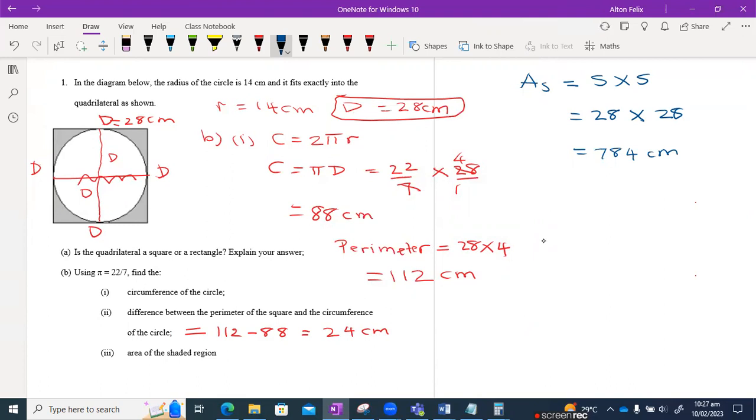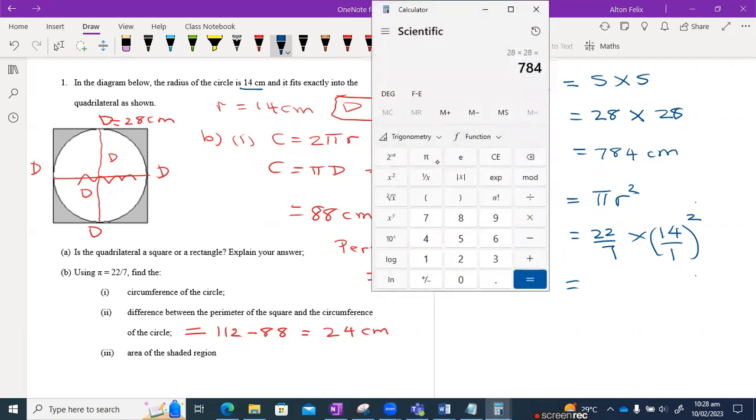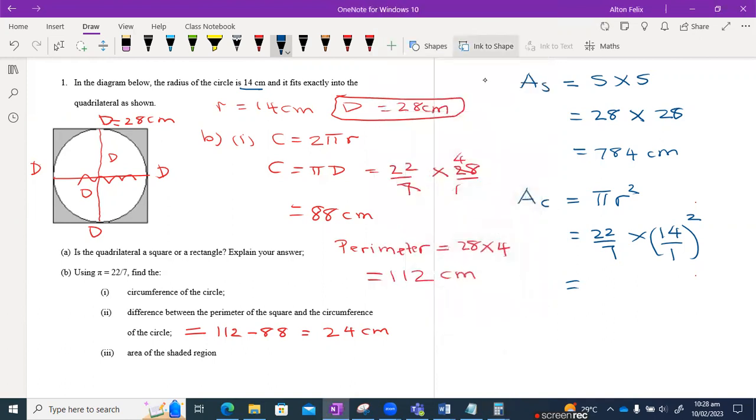And let's work out the area of the circle. Area of the circle using the formula pi multiplied by radius squared. So we need to be careful here. The pi is 22/7. Our radius is 14. And we are squaring this. So let's square 14 first. All right, so 14 squared. And let's multiply that by 22/7. Great. So that'll be 616.